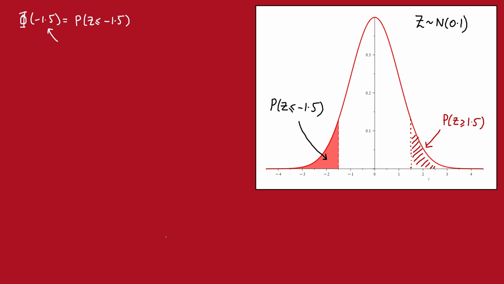Now again, we can't directly observe this from the tables, but we know that the probability that z is greater than or equal to 1.5 is going to be the same as 1 minus the probability that z is less than or equal to 1.5, because the total area under the curve must be equal to 1, and this probability is just given as phi of 1.5 in the table. So we're going to look for 1 minus phi of 1.5.